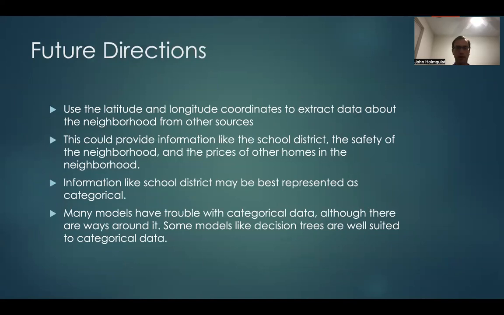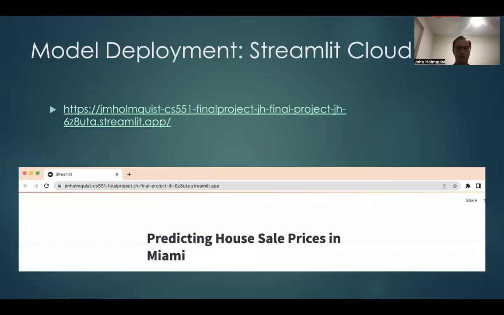So in the future, I want to use the latitude and longitude coordinates to extract data about the neighborhood from other sources. It could be information like school district and safety and prices of other homes. Some information might be good as categorical, like information about the school district. A lot of models have trouble with categorical data, but there are ways around it. Some models like decision trees are good for it.